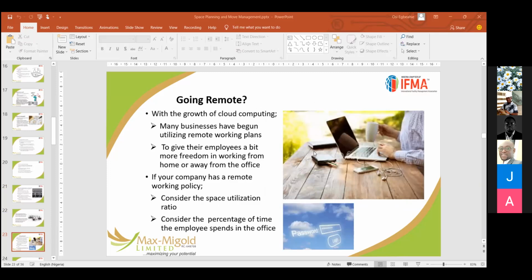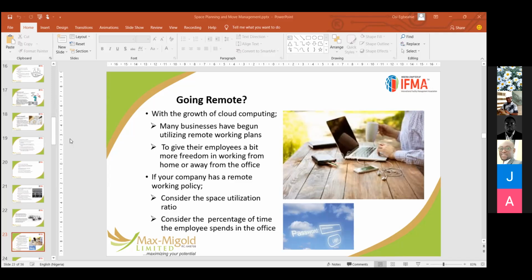Then going remote, this is where we are now in the world with the growth of cloud computing, where most of the companies now have their servers on the cloud. They have their documents on the cloud. You don't actually need to go to the office to do your work. You can connect to your office servers from wherever you are in the world and do your work. And that's the beauty of having technology. Many businesses have begun to utilize remote working plans, to give their employees a bit more freedom to work from home or anywhere away from the office.